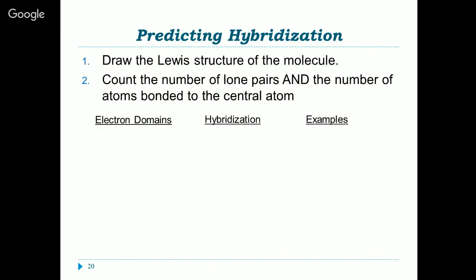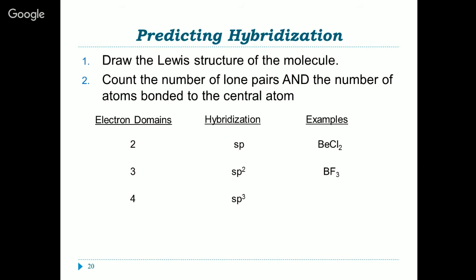So once again, we draw the Lewis structure. We count the pairs of electrons, and we've already done this because we did this to predict the shape. So lone pairs and bonded atoms. 2 electron domains gives us sp. 3 gives us sp2. Right, we're just counting, and s plus 2 p's gives us 3. 4 things, we end up with sp3. We need 4 orbitals if we're going to have 4 things around it.